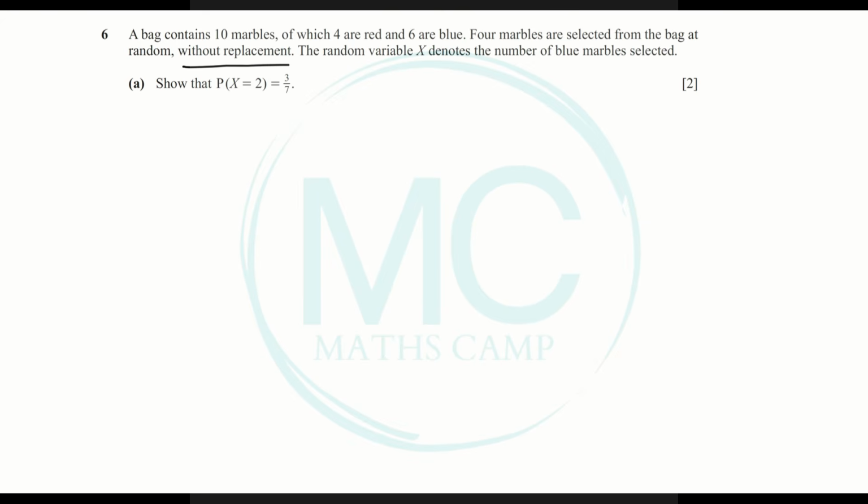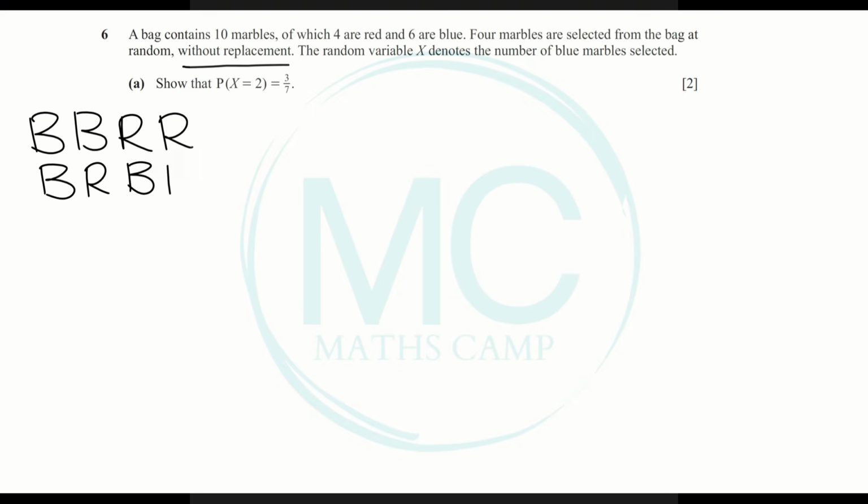So let's say that our first marble is blue. And let's say our second marble is blue. We already have 2, which means our third marble and our fourth marble have to be red. Let's say our first marble is blue, but our second one's red. Our third one is blue, and our fourth one is red. We could have a blue marble first, followed by a red marble, followed by another red marble, and our last marble is blue.